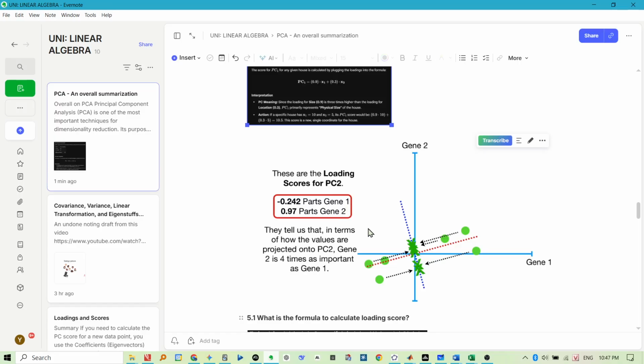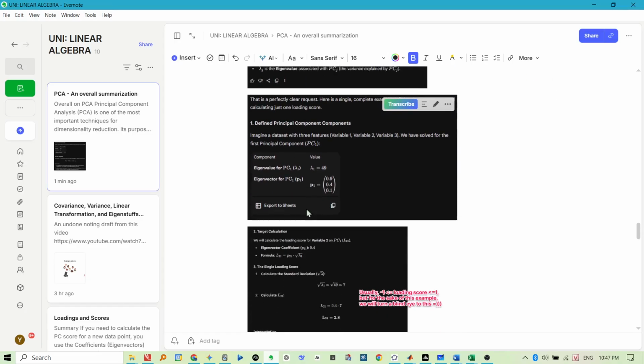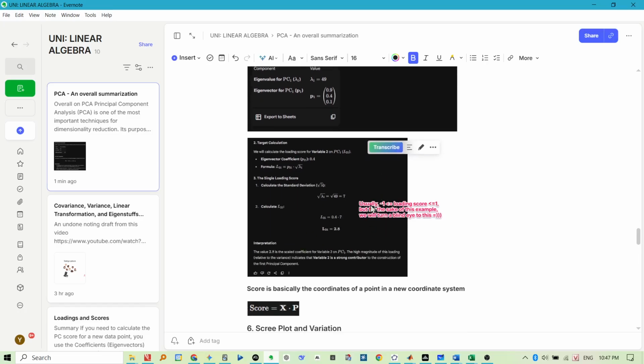and that is also the definition of linear combination. What is the formula to calculate loading score? Loading score is calculated by multiplying the eigenvector coefficient, which simply means the coordinate of the eigenvector, with the square root of its eigenvalue. Here.